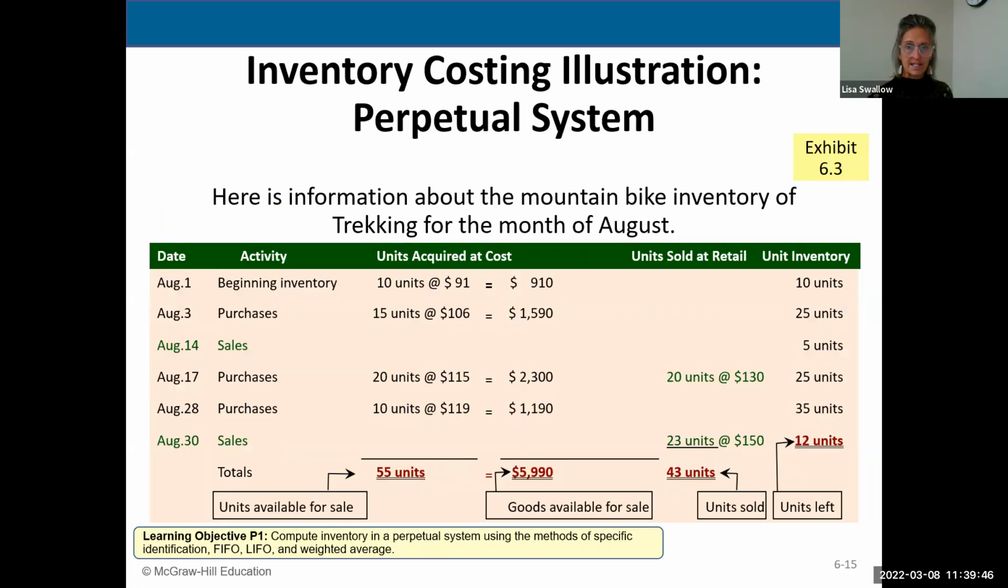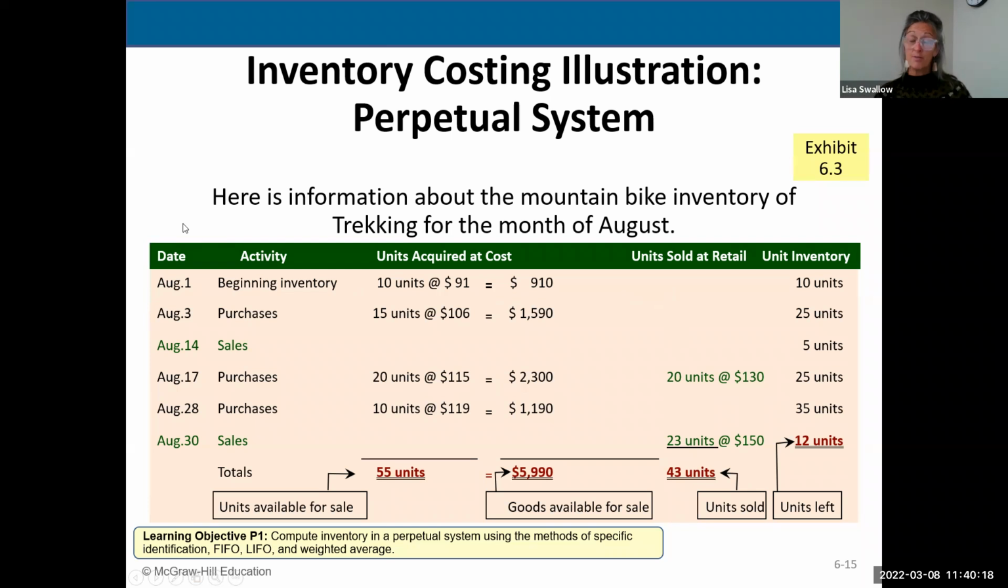All right, so this, let me just make sure, is what's in your book on page 216. What this is showing is just a month of activity for a company, and this is just one type of mountain bike. Obviously, you can't mix different women's and men's and high end and different kinds of mountain bikes. So this is just one particular type. So this is how you set up a chart. You should get used to doing this.